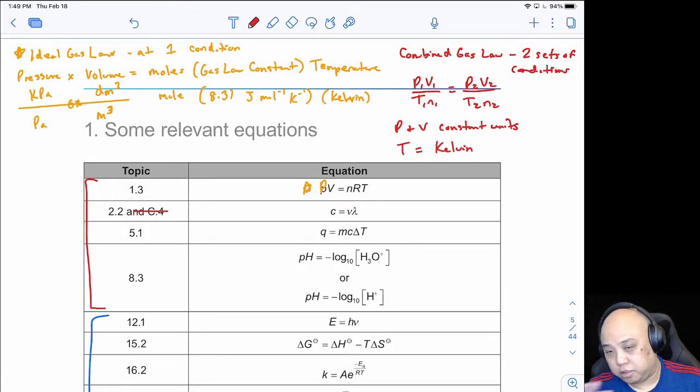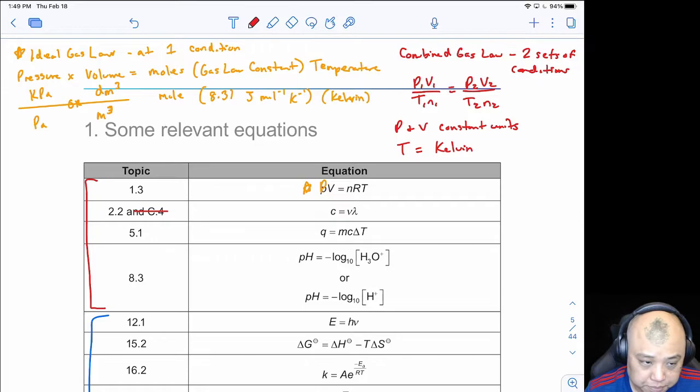Questions about these two calculations and these two equations? Okay.